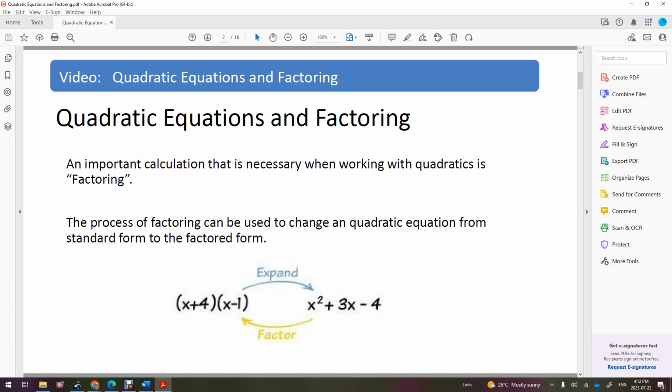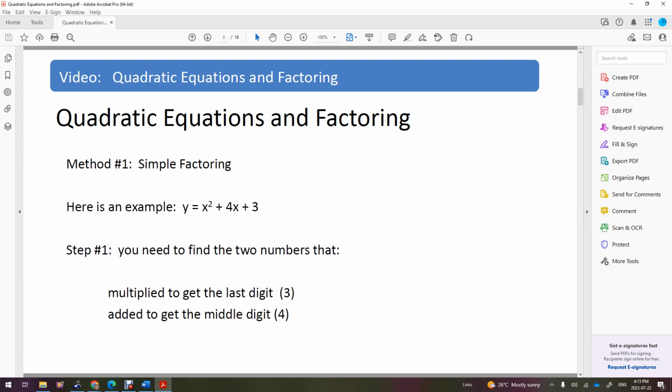So on the left, we have the factored form, x plus 4, x minus 1, and on the right, we have the expanded form, x squared plus 3x minus 4. So let's take a look at the relationship between factored form and expanded form. We'll start by looking at an expanded form example.